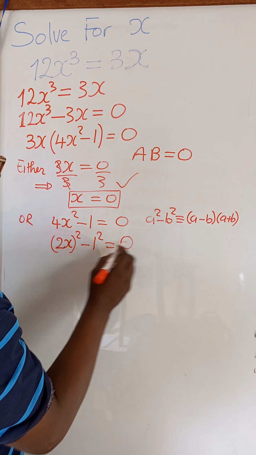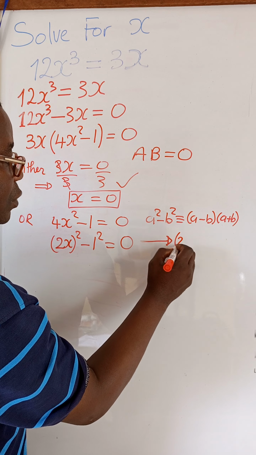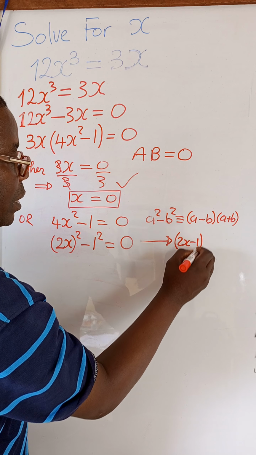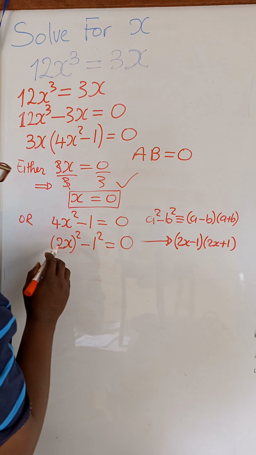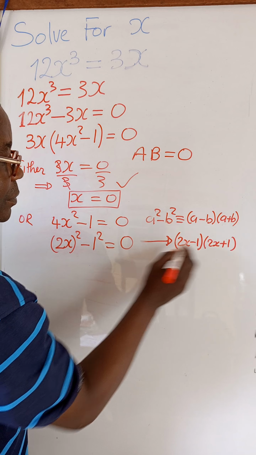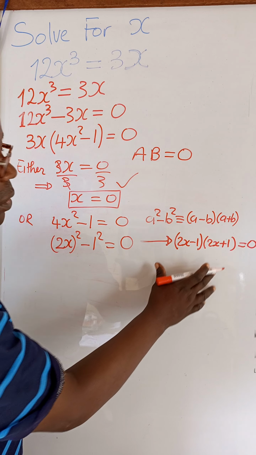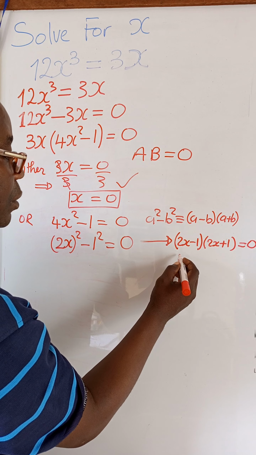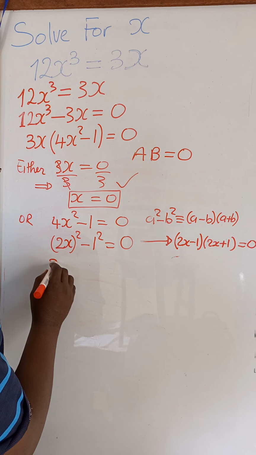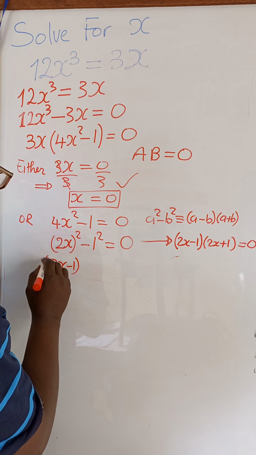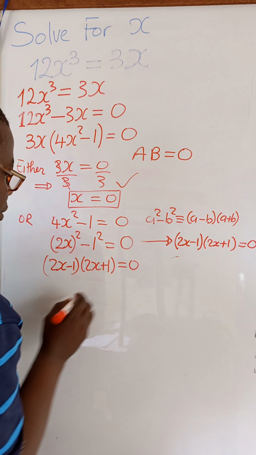Following this identity, it will now be a is 2x, b is 1, a is 2x, b is 1. And so we have this equals 0. So finally, we are solving this equation. So here we have 2x minus 1 into 2x plus 1 equals 0.